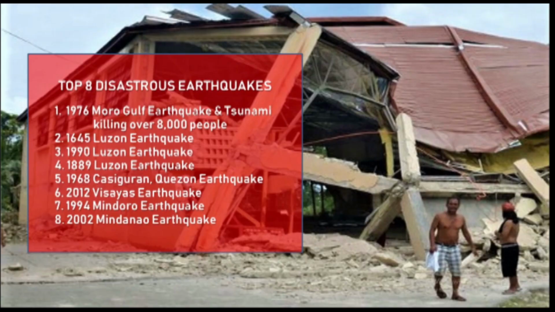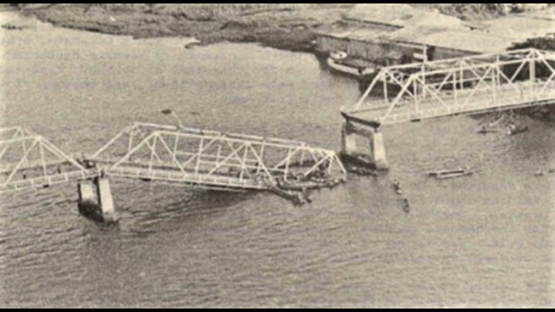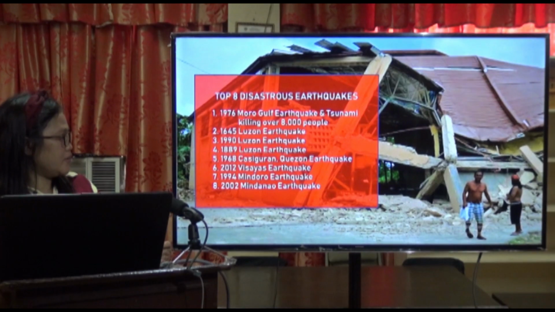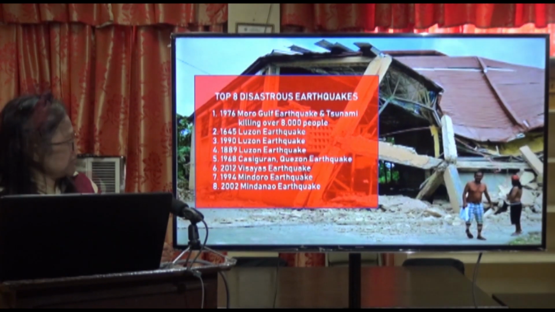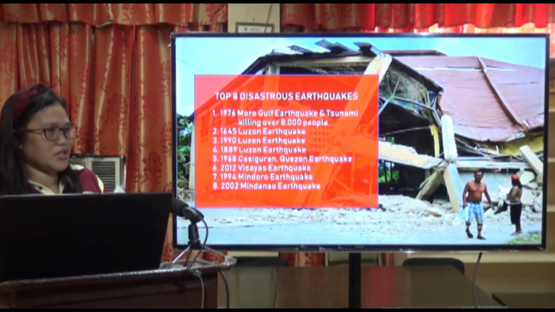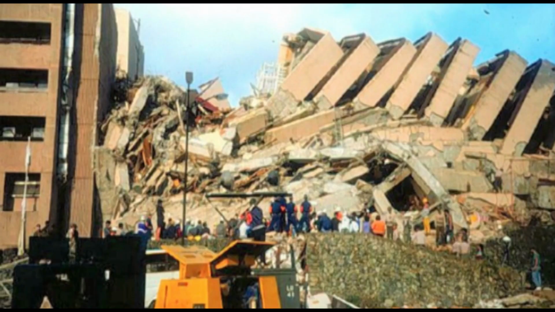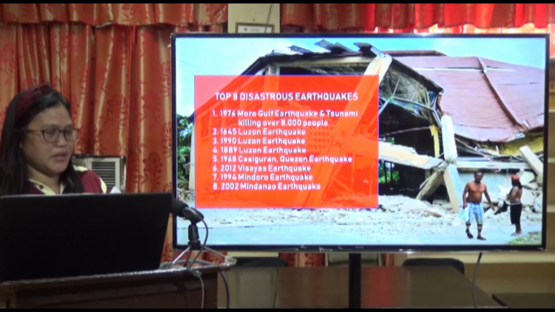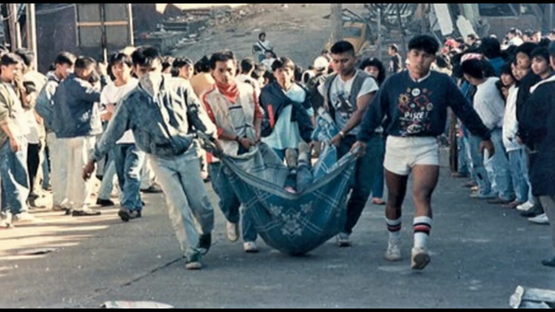What are the top 8 disastrous earthquakes in the Philippines? So, number 1 rank is in 1976, the Moro Gulf earthquake and tsunami killing 8,000 people. Number 2 is 1990. So, ito ay naabutan ko na yung Luzon earthquake na nangyari sa Baguio. Na marami ring ang namatay dahil sa earthquake na ito.